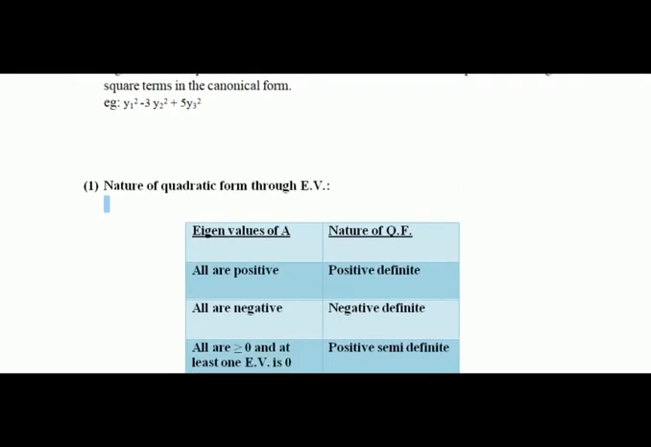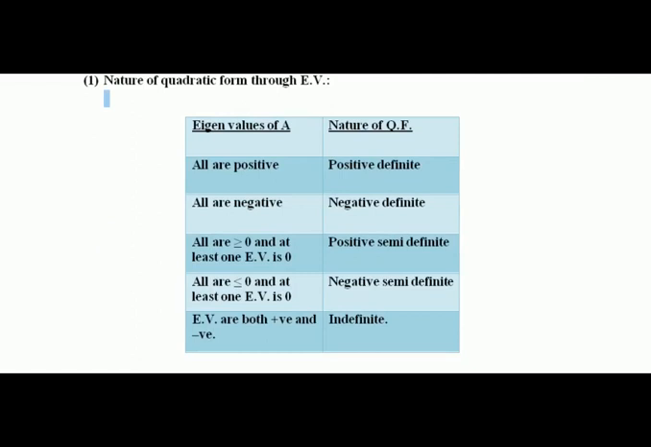We have the nature of the quadratic form using eigenvalues. This is the basic table we need to follow. First we need to find the eigenvalues of the given matrix A. If all the eigenvalues are positive, then we can say that the quadratic form is positive definite. If all are negative, we say negative definite. If at least one eigenvalue is 0 and all others are positive, then it is positive semi-definite. If one eigenvalue is 0 and all others are negative, then it is negative semi-definite. And if eigenvalues are both positive and negative, then the quadratic form is indefinite.